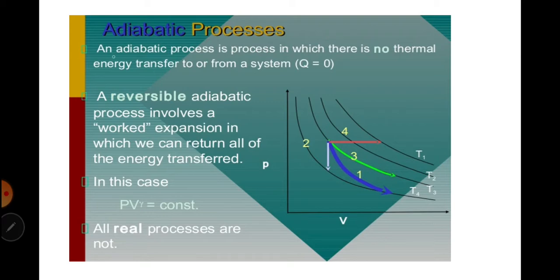An adiabatic process is a process in which there is no thermal energy transfer, Q is equal to 0. A reversible adiabatic process involves work and expansion in which we can return all the energy transfer, and PV gamma is equal to constant. This is like Boyle's law but adopts this shape. PV gamma is equal to constant. All real processes are not adiabatic.